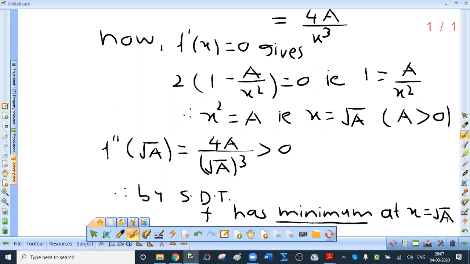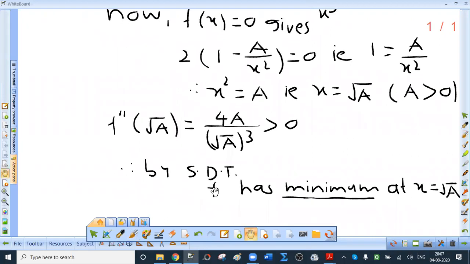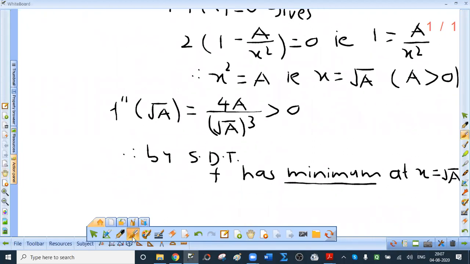Now at x equal to root a, find out y. So y is a upon x, that is a upon root a, which is nothing but root a. Okay. Therefore, for minimum perimeter, the rectangle must be a square. That's it.